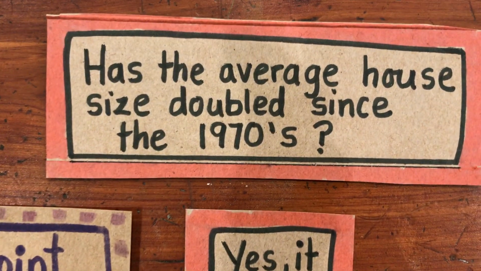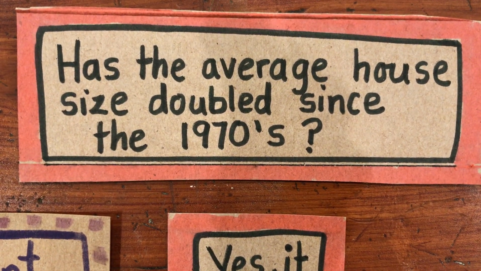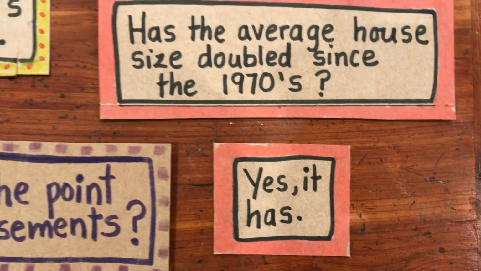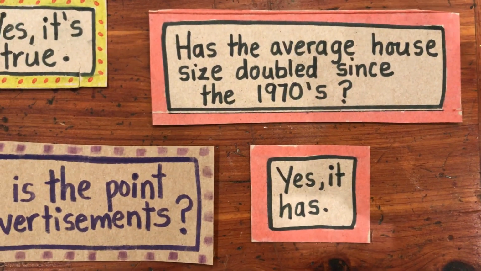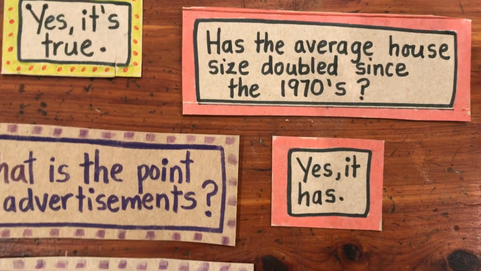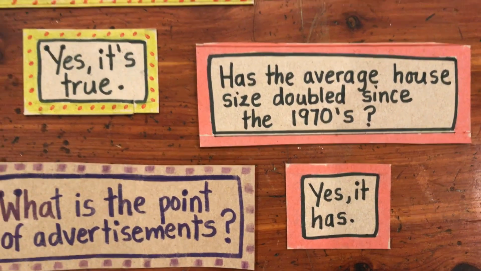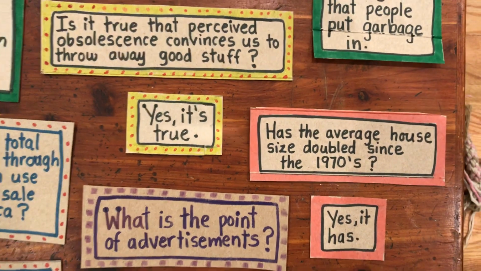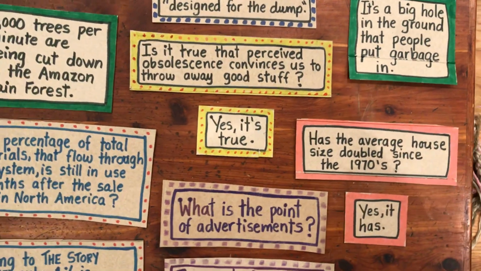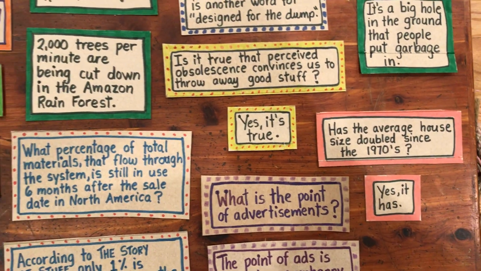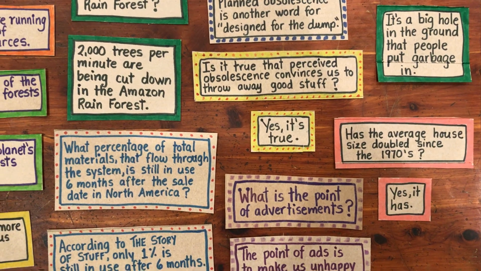Has the average house size doubled since the 1970s? And yes, it has. So when I was a little kid, I was born in 1964. So when I was little, the houses were, according to this video, about half the size of what an average house is now.